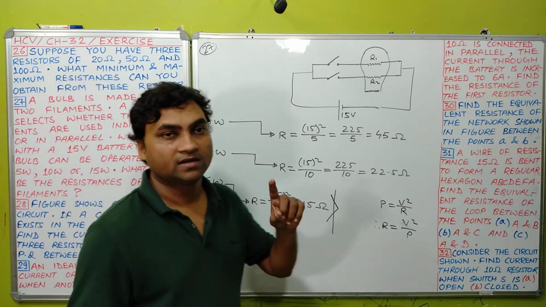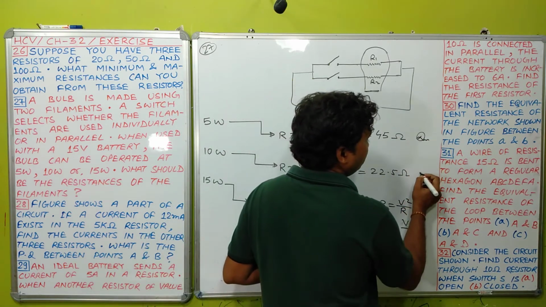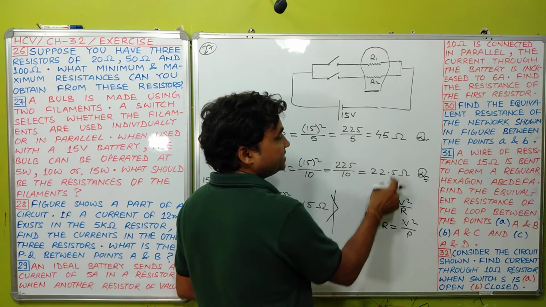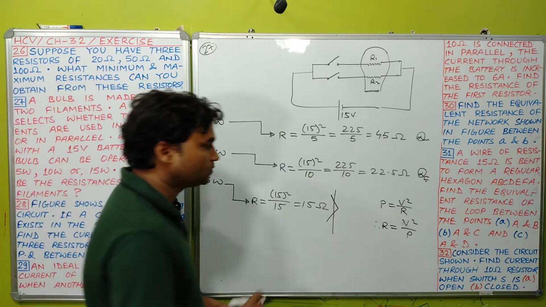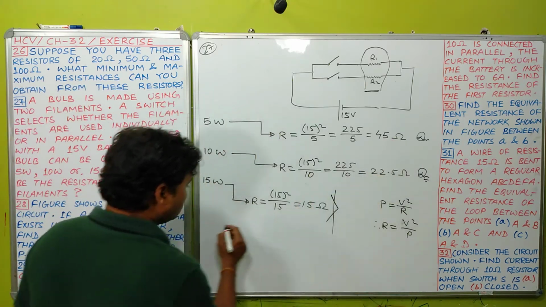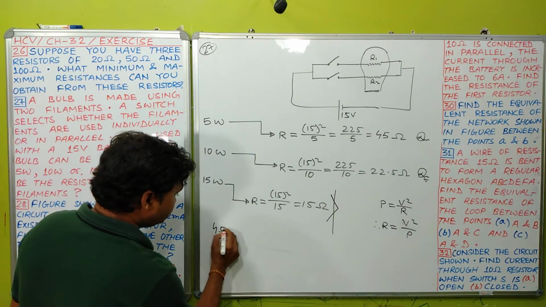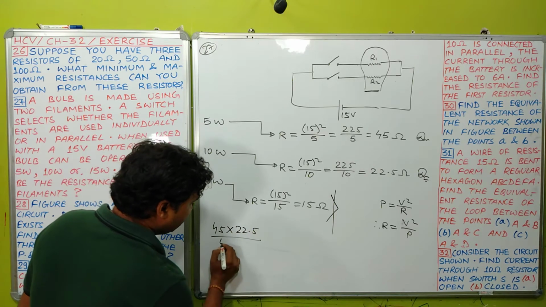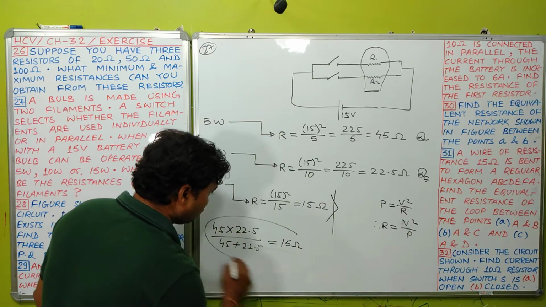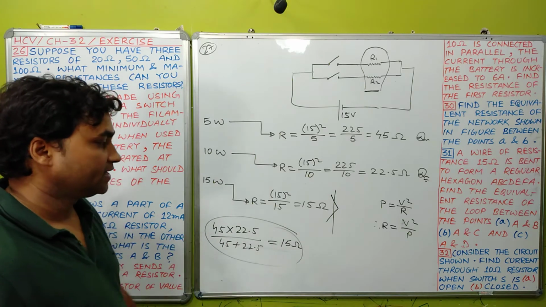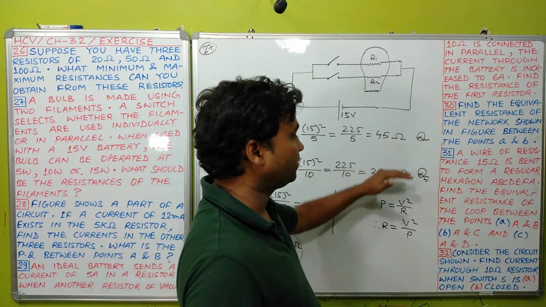So certainly this 15 ohm is when the two filaments are used in parallel. It means the individual values of resistances will be 45 ohm and 22.5 ohm. In fact, you can also check this. When these two are connected in parallel, the equivalent resistance will be R1 R2 by R1 plus R2, 45 into 22.5 divided by 45 plus 22.5. When you solve this, you will get the same value, 15 ohm. So you can also prove that this is when the two filaments are used in parallel. So your final answer is 45 ohm and 22.5 ohm.